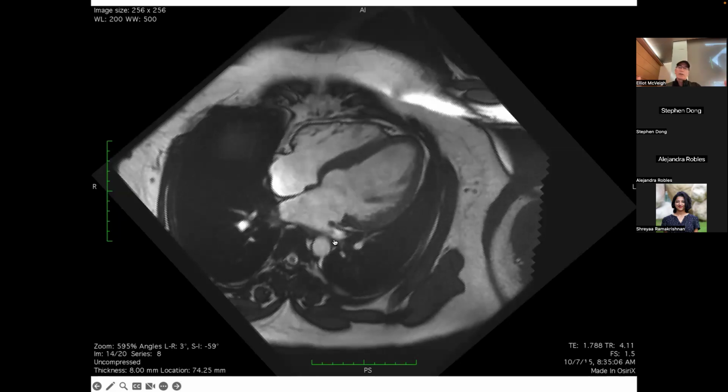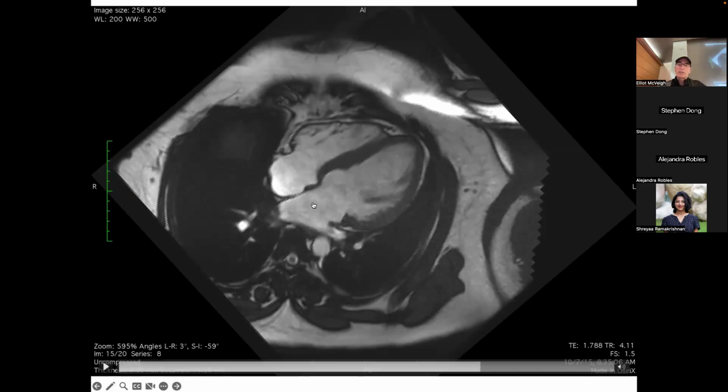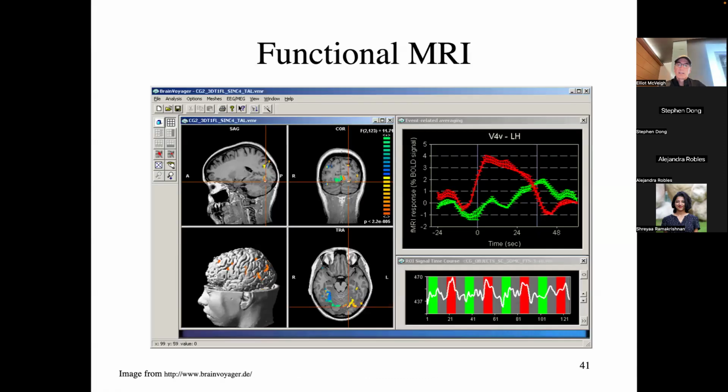With MR, you can just choose any arbitrary plane you want to make that picture, right? Just by rotating these gradients. And so now we see a long axis view of the left ventricle. So this is the left ventricle, left atrium, right ventricle. This is a really robust heart. That person looks like they're doing just great.